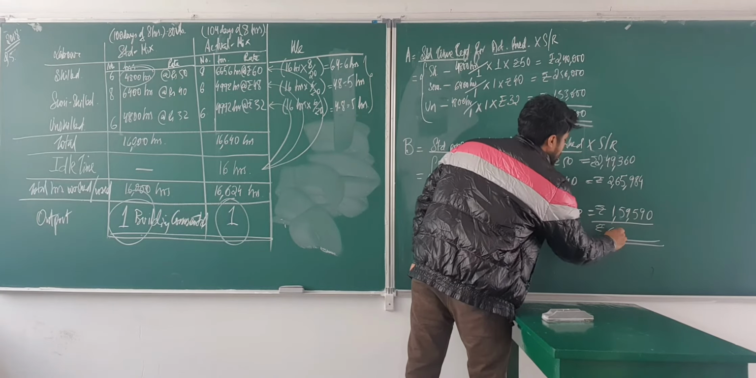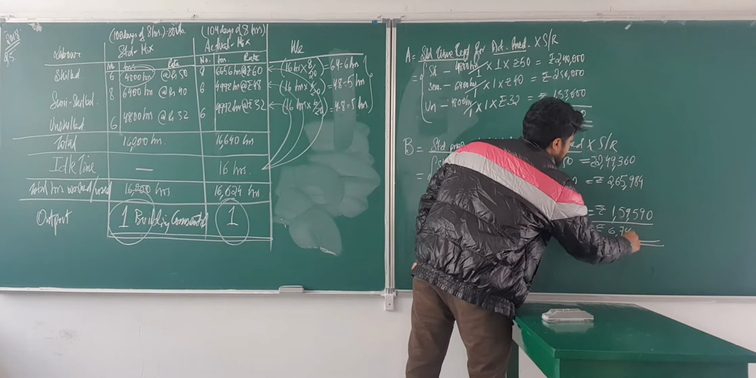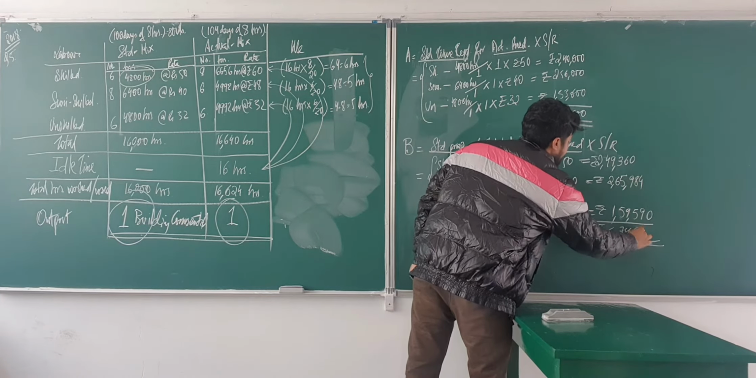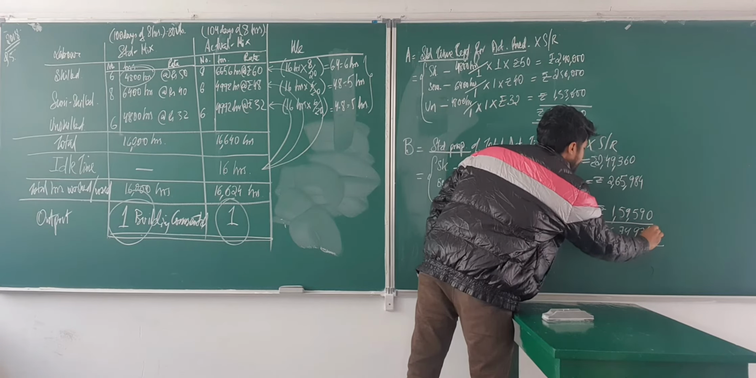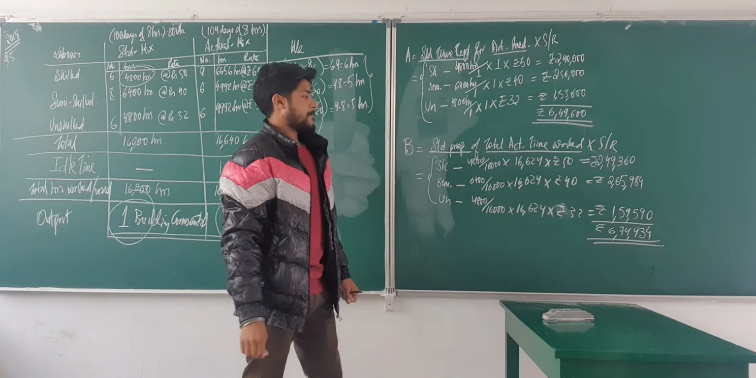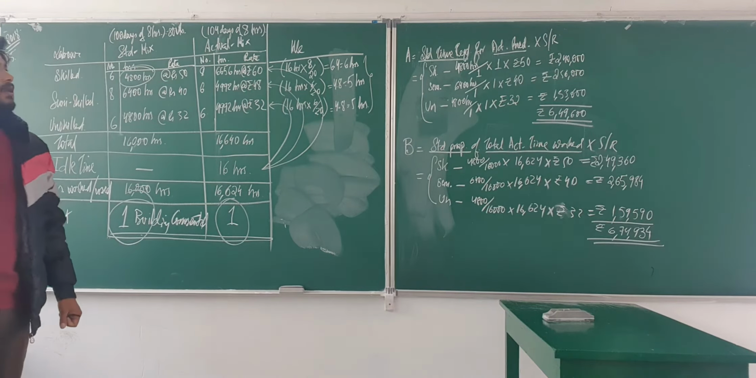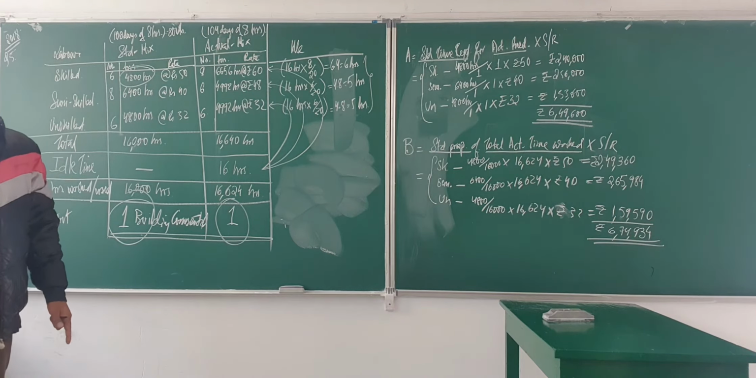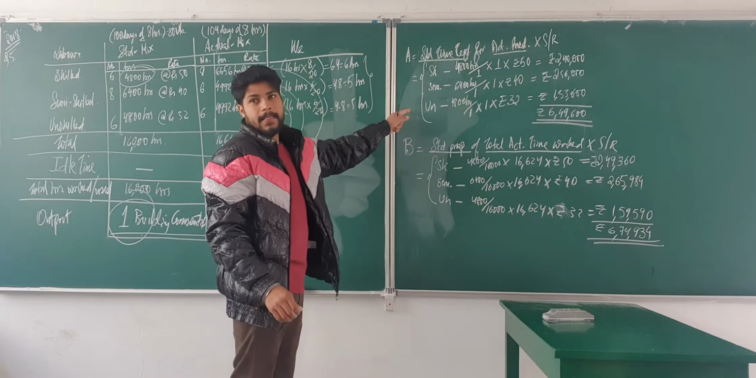Rupees 6 lakhs 74,934. So we're done with A, B. Now we have to solve, we have to get the value for C and D. Is it okay? Can I rub this A part?